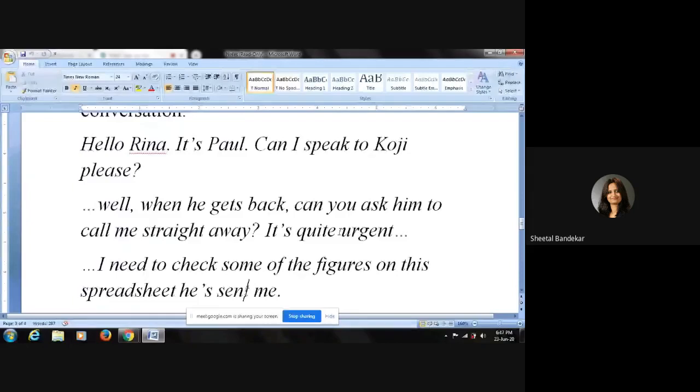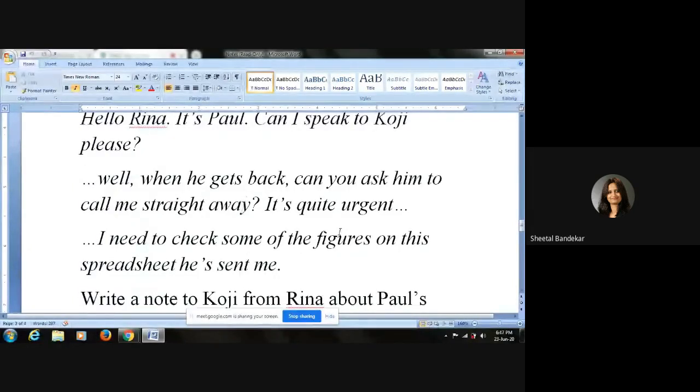Now, this is the note, and this is the conversation. Somebody is telling Reena, "Hello, Reena, it's Paul. Can I speak to Koji, please?" And since he's not there, he's leaving a message for Koji. When he says, "Well, when he gets back, can you ask him to call me straight away?" that is a very informal way to say immediately. "It's quite urgent. I need to check some of the figures on the spreadsheet." Spreadsheet means Excel sheet he sent me. So this is what you note in the absence of Koji. Reena has noted this particular conversation.